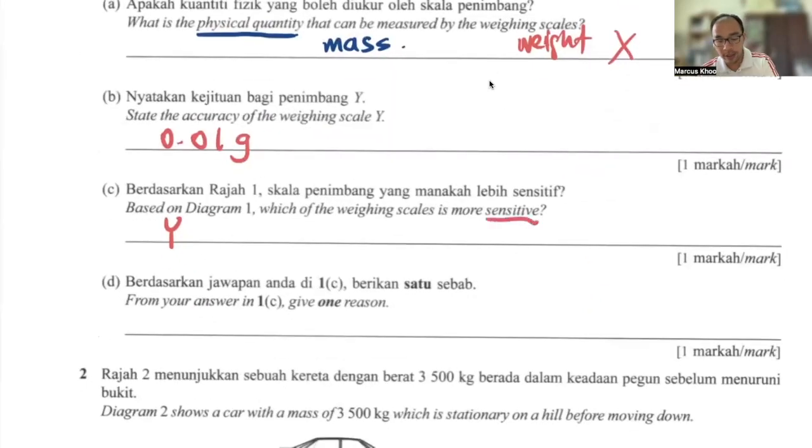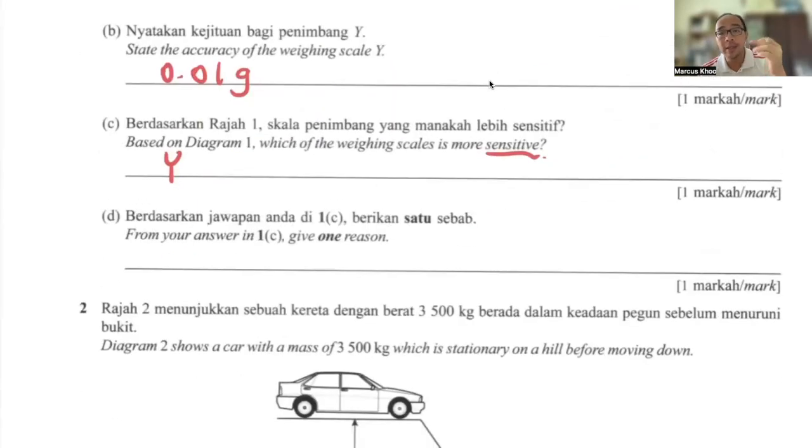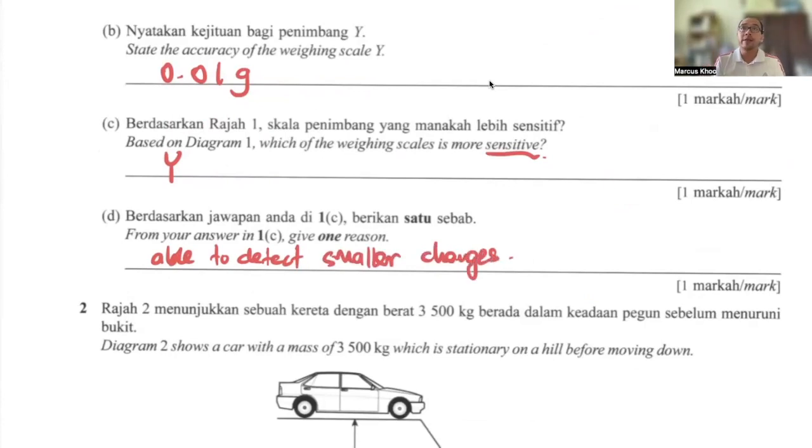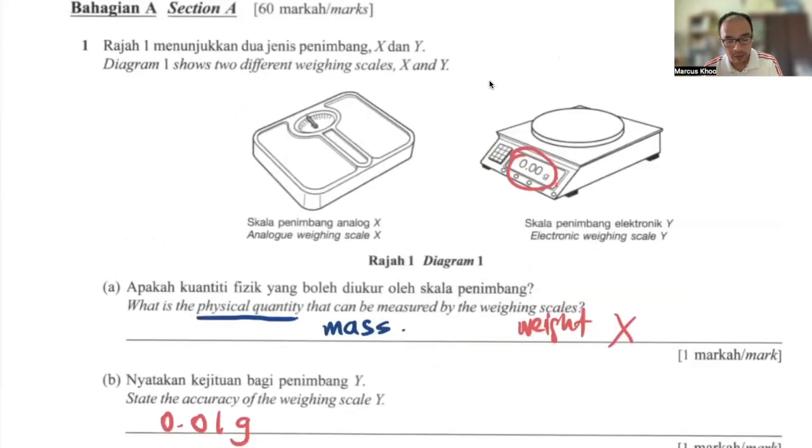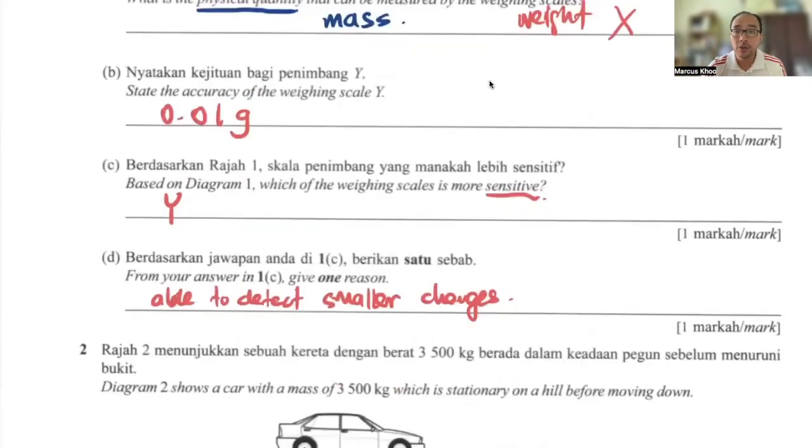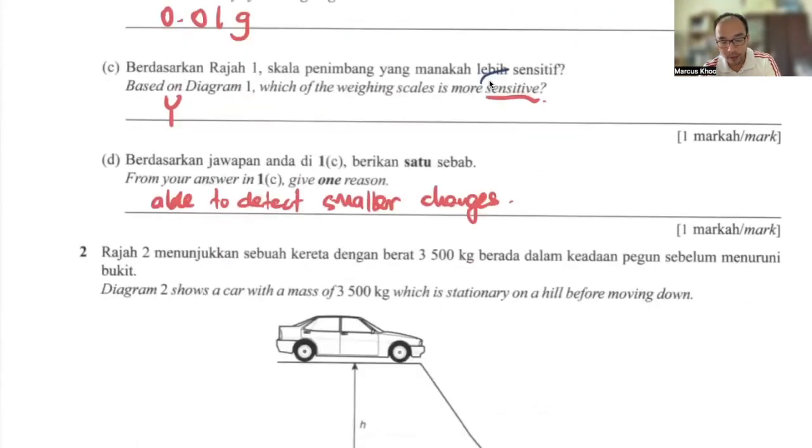And usually when we talk about sensitivity, this always comes together. Something that is more sensitive, okay, is able to detect smaller changes. That's what it means, okay? It can tell the difference between 0.01 and 0.02, whereas the weighing scale X over here can't tell you that. Okay, so this is what we call a small change. So usually when we see the word sensitive, okay, we want to think of this sentence. It is able to detect small changes. Okay, this is kind of like the pair. When we talk about sensitive, this is the answer.